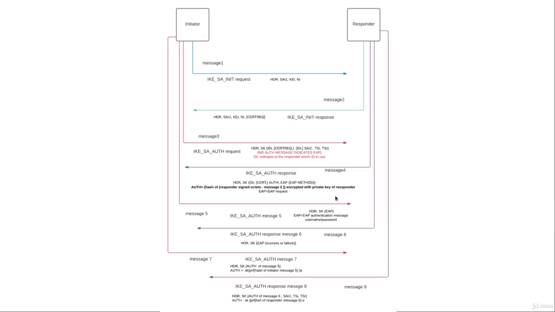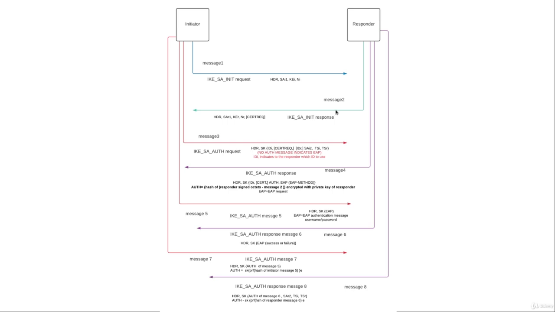Now, in order to use EAP for authentication, the VPN gateway has to authenticate itself using certificates. This is mandated by the RFC of IKE version 2. The reason why is that the IKE gateway will get trusted to process credentials, and you don't want to send credentials to a man-in-the-middle entity.